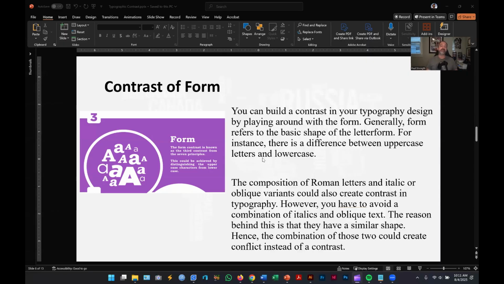So here's a fun thing I'm going to tell you. Oblique, while it claims to be its own thing, oblique and italic are basically the same thing, okay? The combination of Roman letters and italic and oblique variants could also create contrast in typography. However, you have to avoid a combination of italics and oblique text, meaning you can't just have italics and obliques, you need to have one or the other. The reason behind this is that they have a similar shape. Hence, the combination of the two could create a conflict instead of a contrast. Basically because they look similar, but they aren't identical.